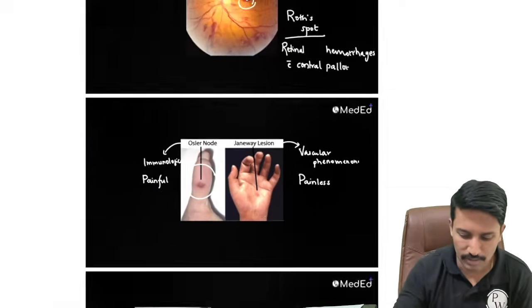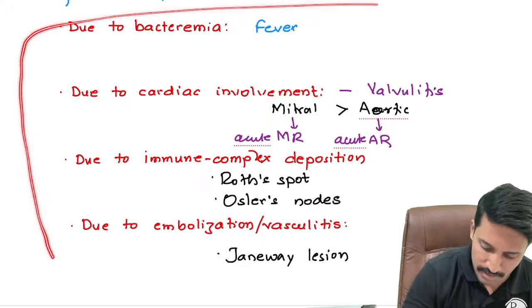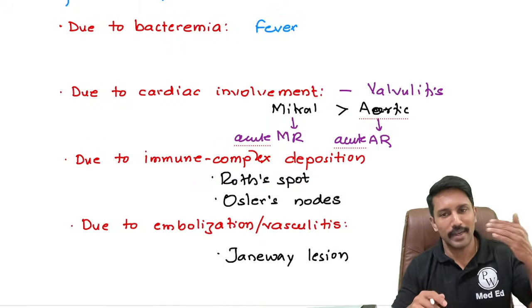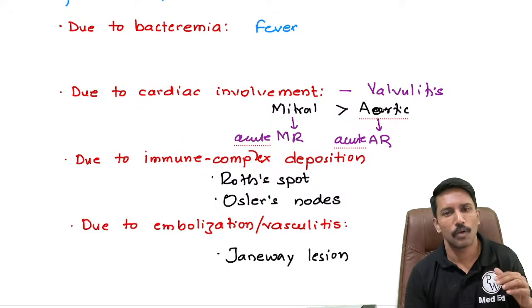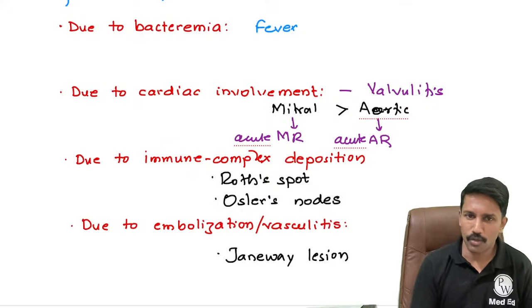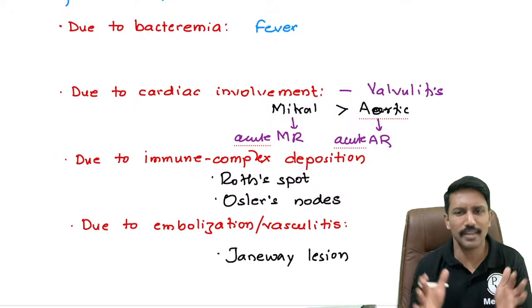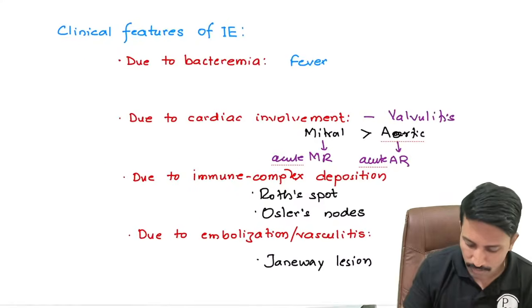So if you have mentioned this, the clinical features are completed. Instead of just randomly writing the clinical features, if you write the underlying principles, right? Why fever, why MR, why AR, and why Roth spots, why Osler's nodes, and why Janeway lesions, that beautifully summarizes the underlying pathophysiology or principles.